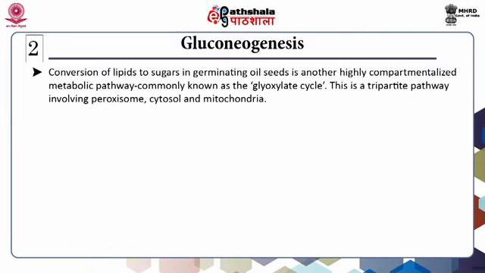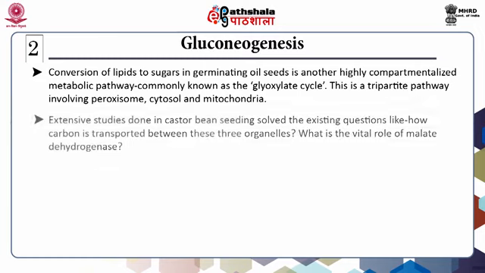Coming to another very important pathway, the glyoxylate pathway, where lipids convert to sugar in oil seeds. This is a tripartite pathway involving peroxisome, cytosol and mitochondria. Extensive studies done in castor bean seedlings solved existing questions like how carbon is transported between these three organelles, what the vital role of the malate dehydrogenase enzyme is, and many more.